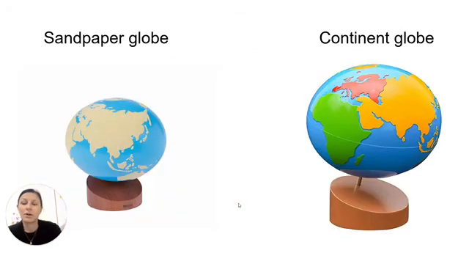These lessons are followed by introduction to the sandpaper globe. When we initially present the globe, it is explained to the children that a globe is a model of the earth. The sandpaper globe shows how much of the earth is covered by land and water. The continent globe is the first introduction to the names of the continents.